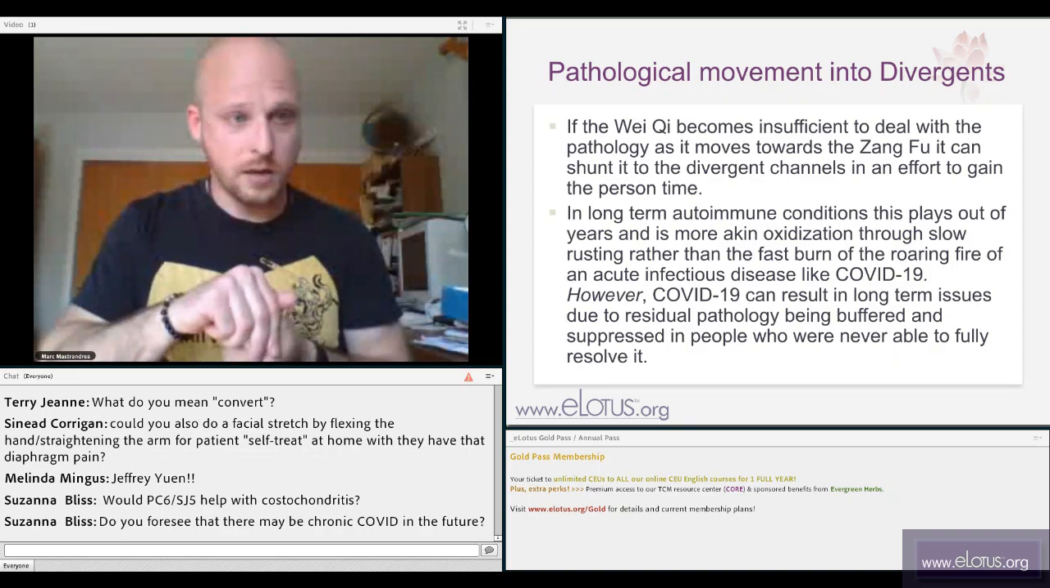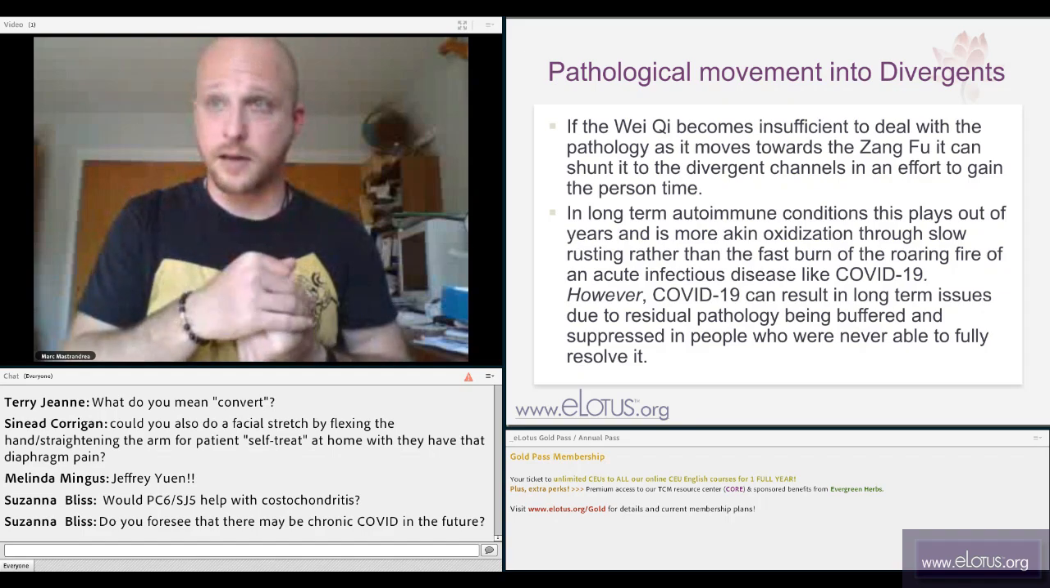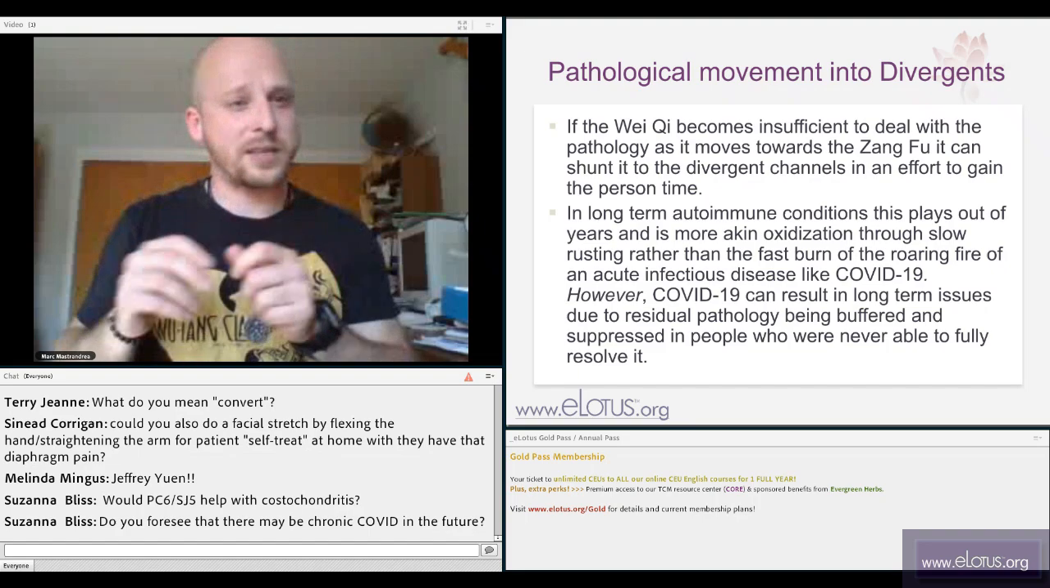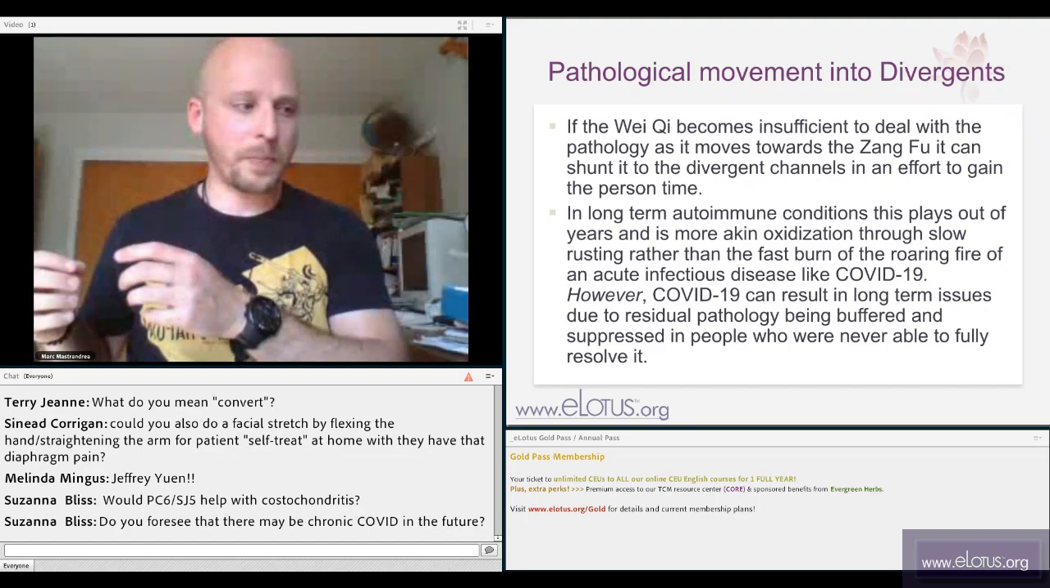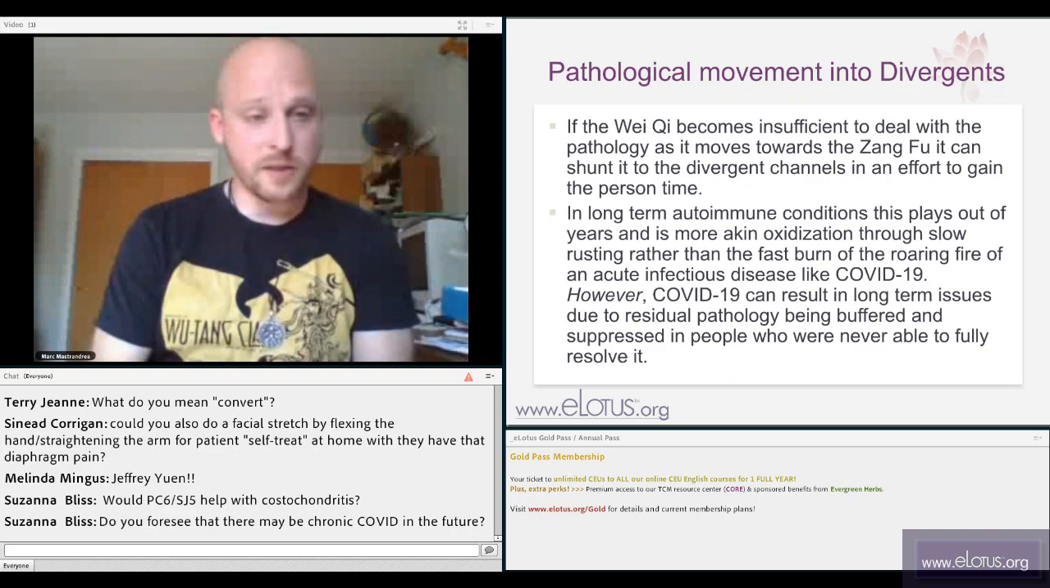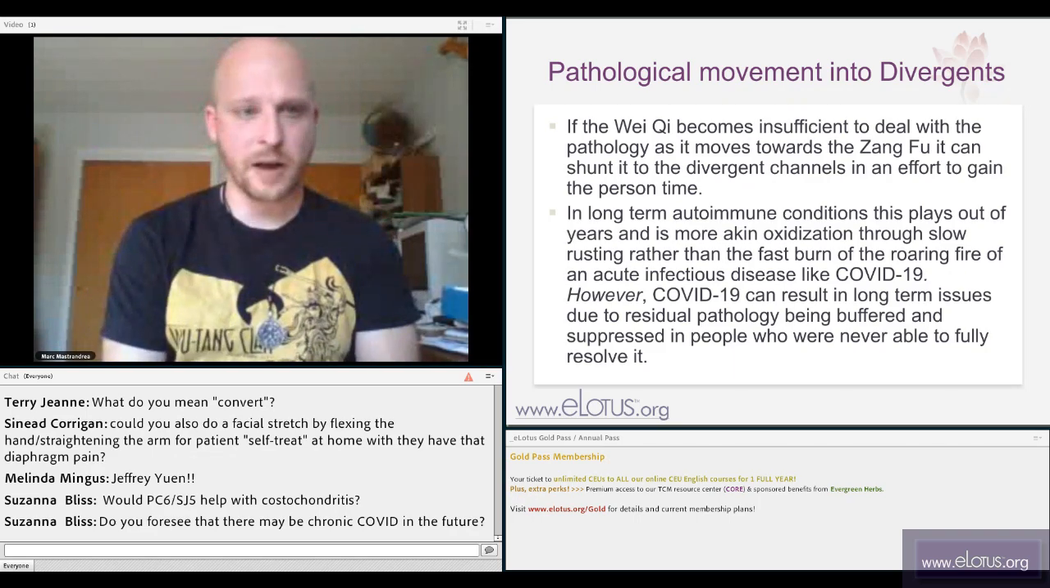Now, can that virus be held in latency in tissues where we can't find it, kind of like Lyme disease or something? Yes. But it can also transform into some other environmental factor, like wind damp becoming wind heat. Do I foresee chronic COVID in the future? COVID's here to stay. It's a coronavirus.